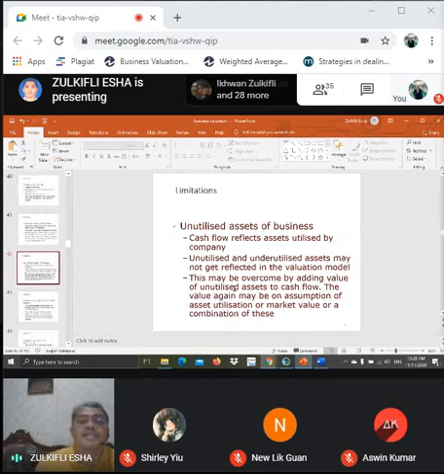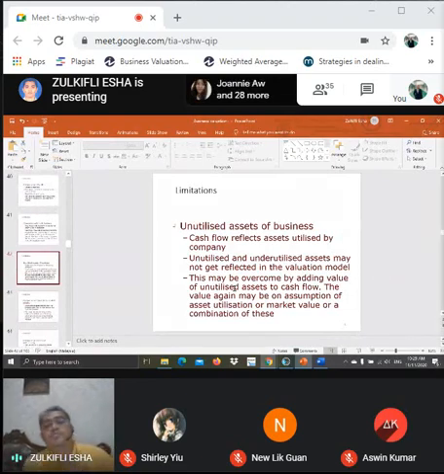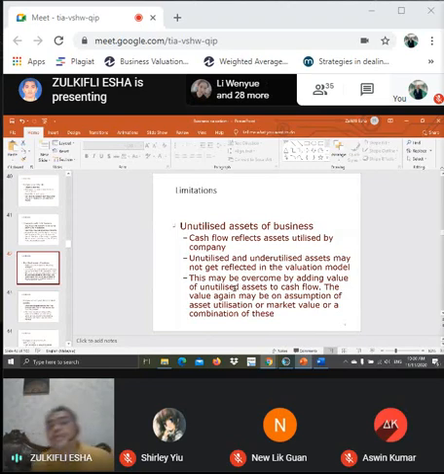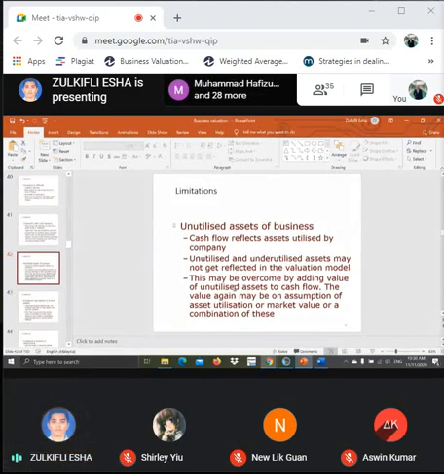So, unutilized assets of a business. Cash flow reflects assets utilized by companies. So that's why, in order to measure whether the company has fully utilized its assets, we may need to compute the ROA. What is ROA? ROA is return on asset. ROA will tell us how efficient the company is in using every single dollar, every single ringgit of their assets to generate income, to generate profit.